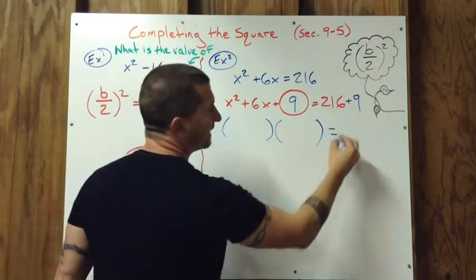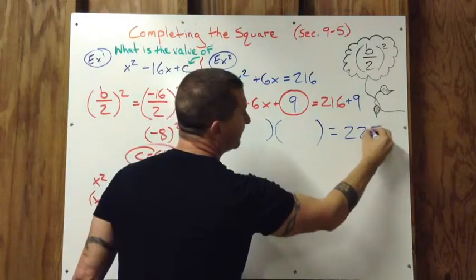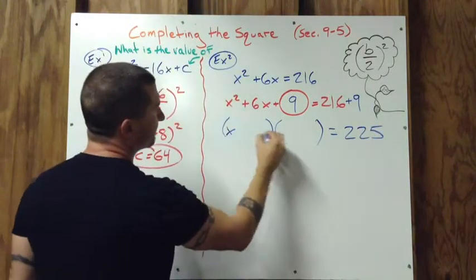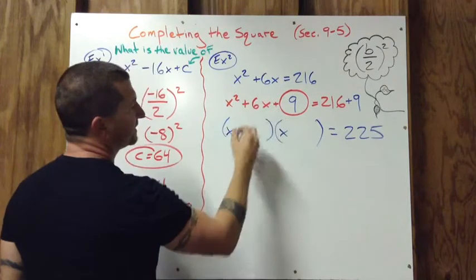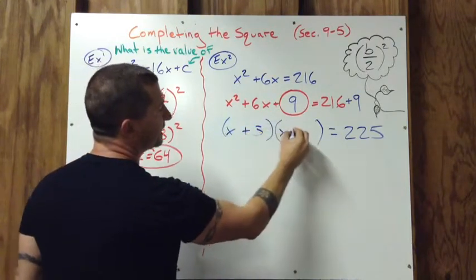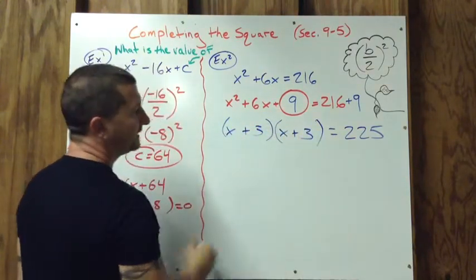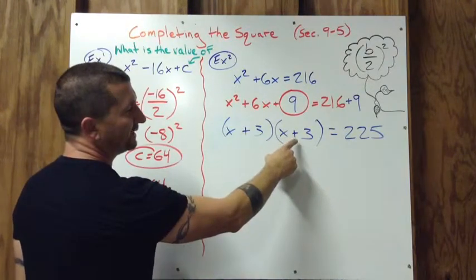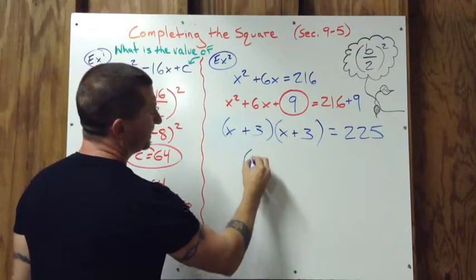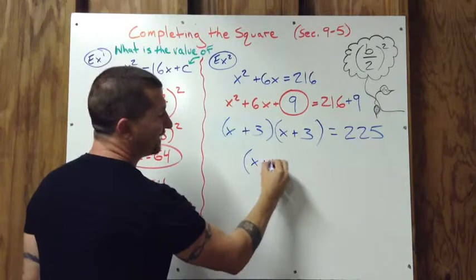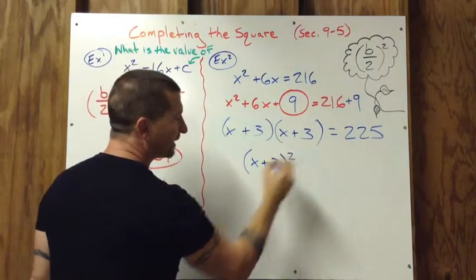216 plus 9 is 225. We factor this into two binomials. We get x plus 3, x plus 3. Now, this is x plus 3 times x plus 3. When they're the same, that means we have two factors, which means we can square it like that.